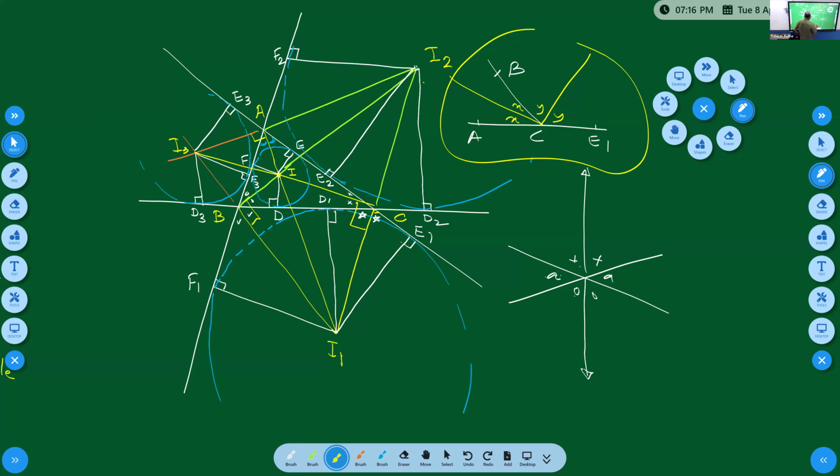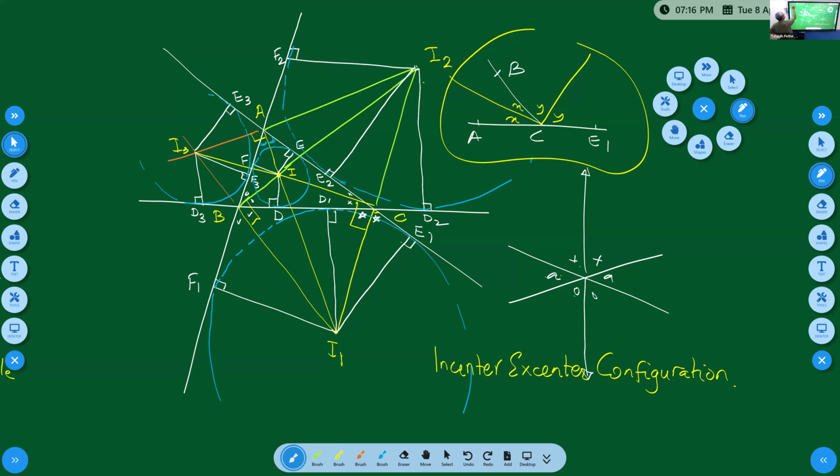This diagram is in center, X center, perpendicular. So I is the incenter of triangle ABC and I is the orthocenter of triangle I1, I2, I3. When three altitudes meet each other, they meet at one common point.